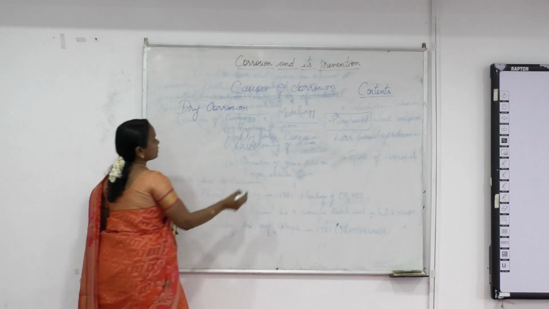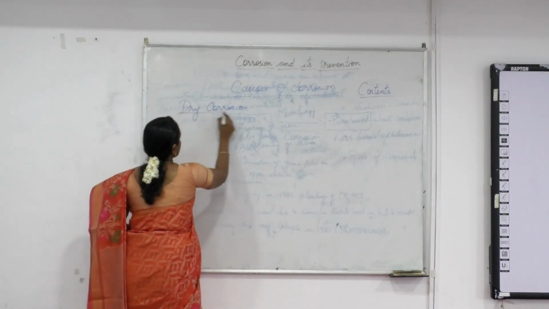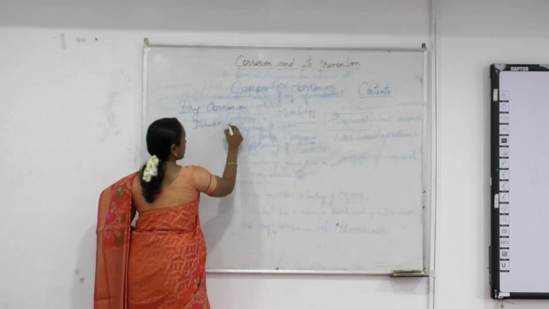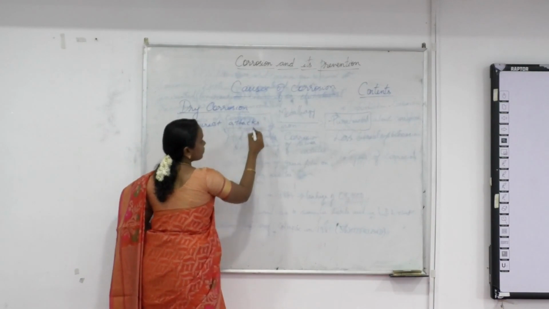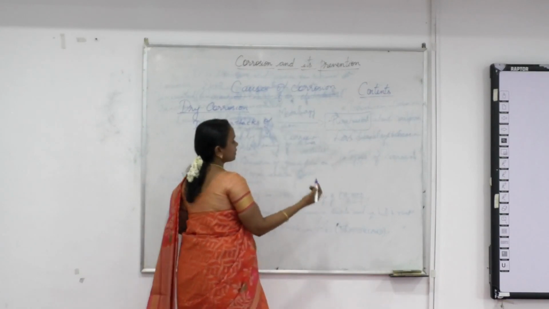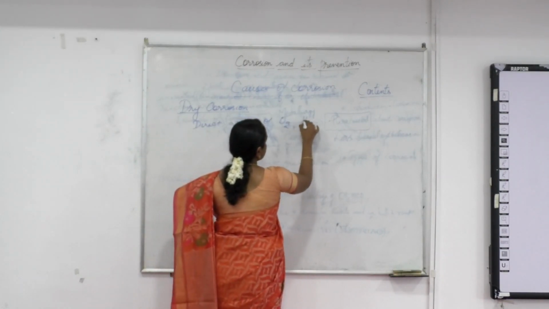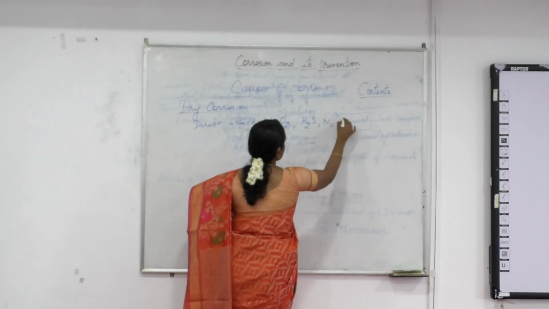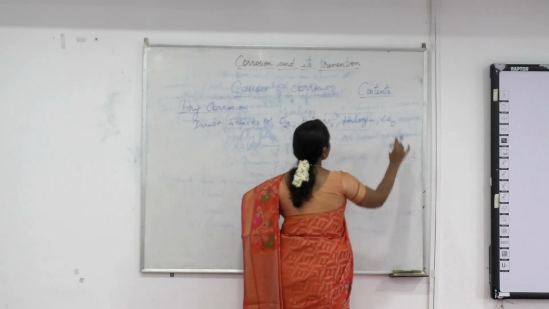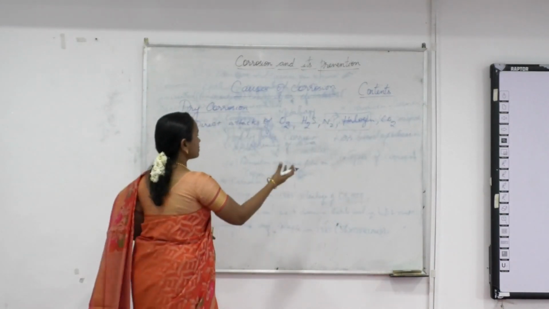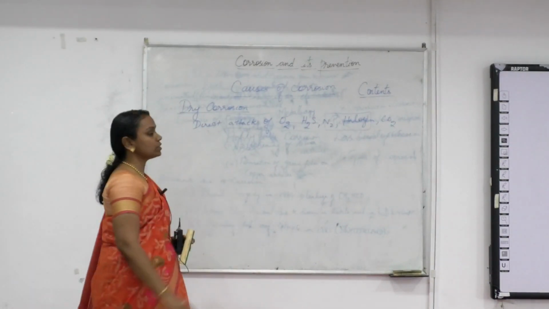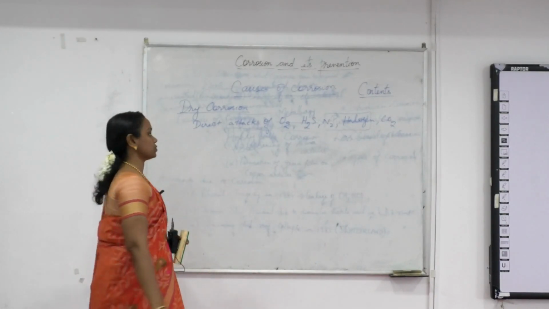Dry corrosion occurs when there is a direct attack of surrounding gases, atmospheric gases such as oxygen, hydrogen sulfide, nitrogen, halogens, carbon dioxide. All these gases present in the atmosphere directly react with the metal surface, and this leads to dry corrosion, otherwise known as chemical corrosion.